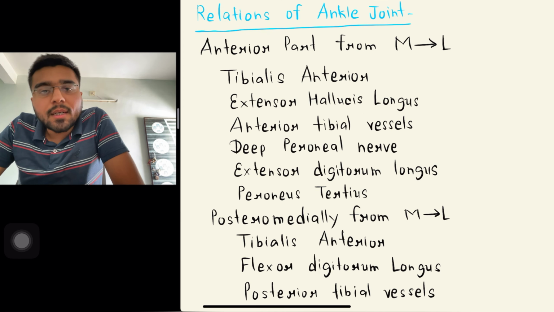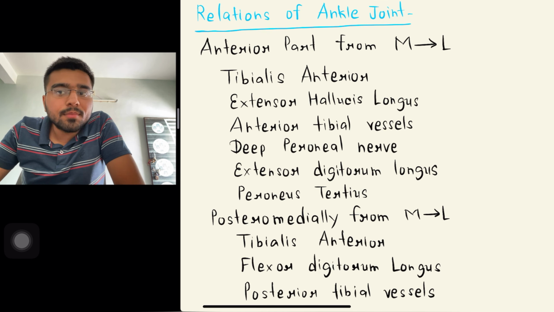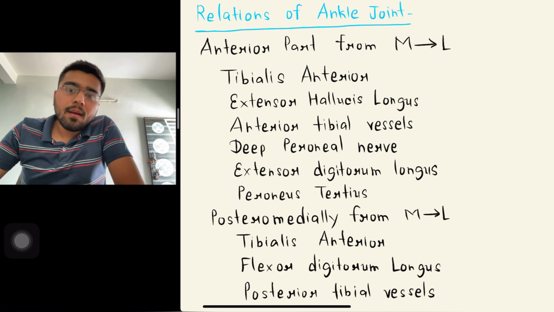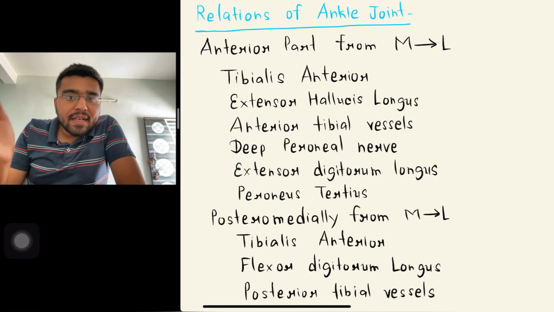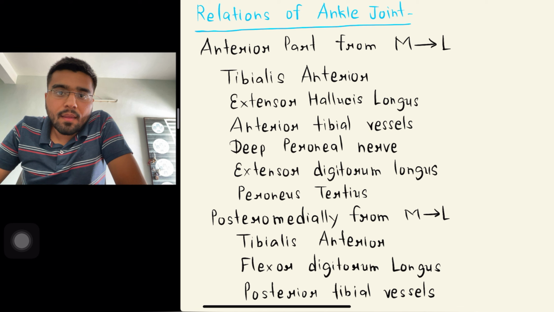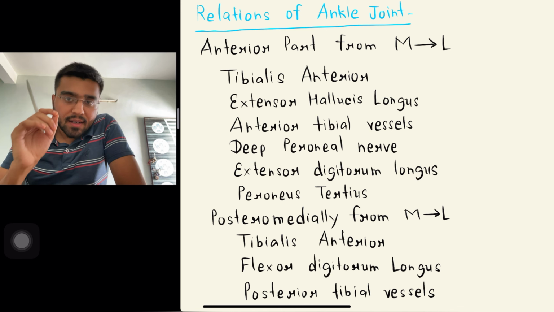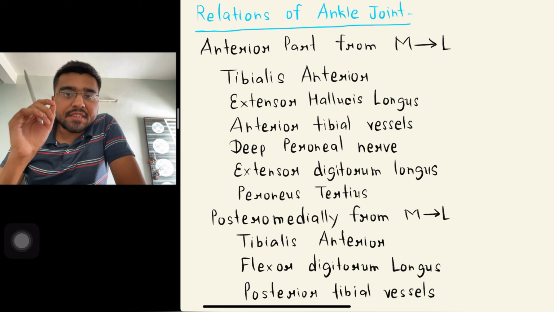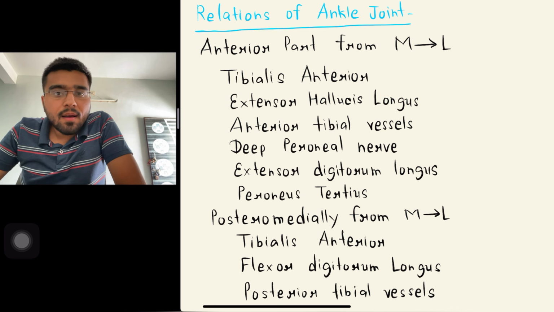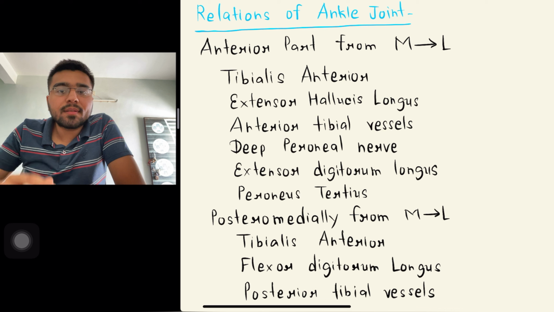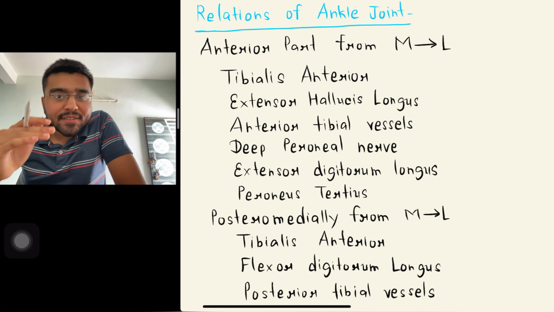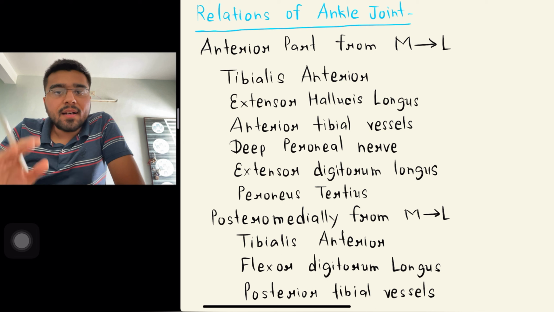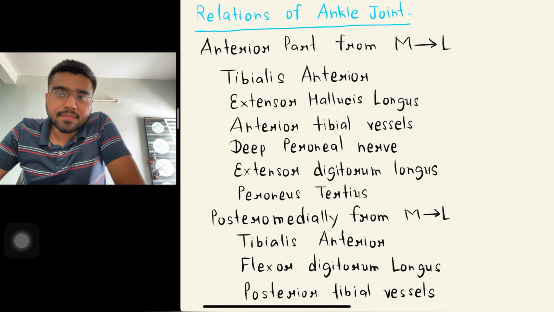Now let us discuss the different relations of the ankle joint. In the anterior part of the ankle joint, from medial side to lateral side, the relations are: first one is tibialis anterior muscle, then extensor hallucis longus, then anterior tibial vessels, then deep peroneal nerve, then extensor digitorum longus, and the last one is peroneus tertius.